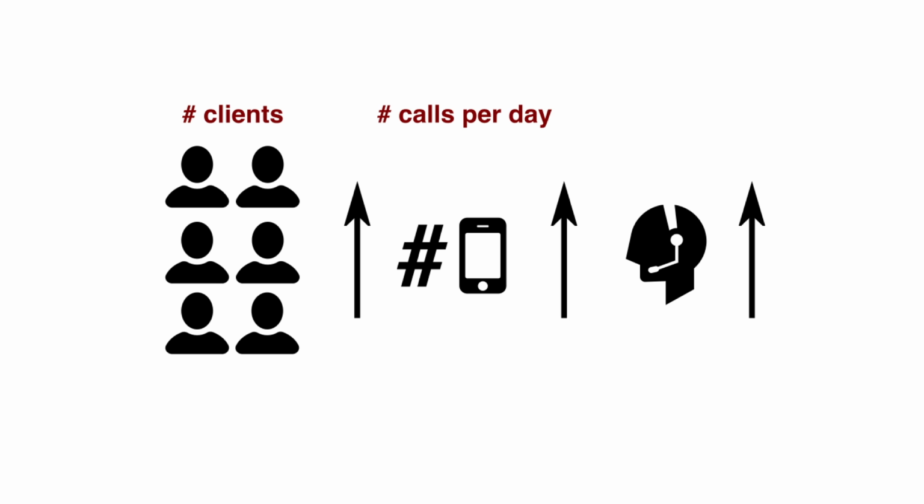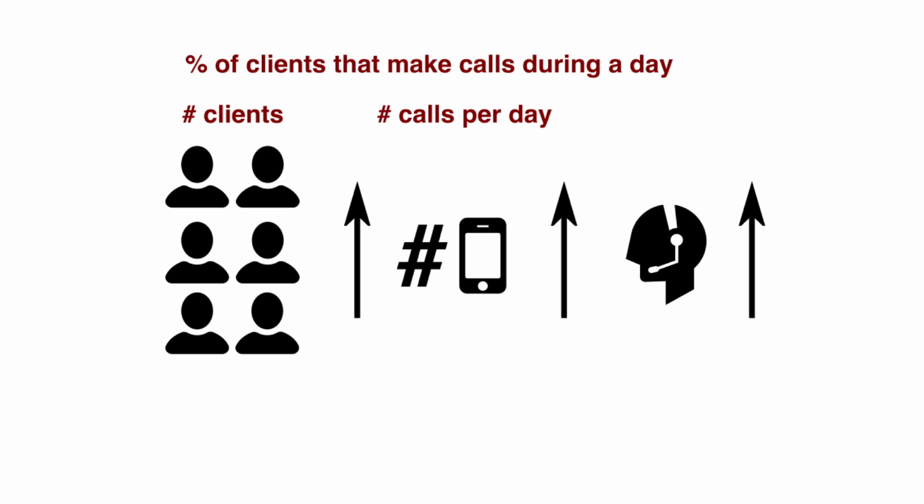Okay, so the two things that we're interested in is we can go look at our call logs in our call center, and then we can see, okay, how many clients we have and how many calls we get in per day. So we can look at this, let's say, for the last 30 days. So we can say we had X amount of clients over the last 30 days, and we got a certain amount of calls in per day. Okay, once we have those values, then we can calculate the percentage of clients that make calls during a day.